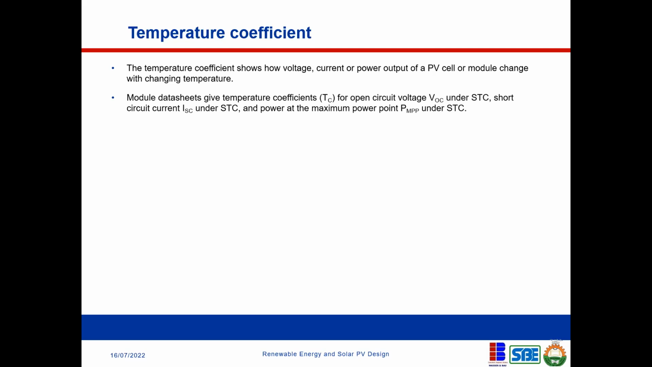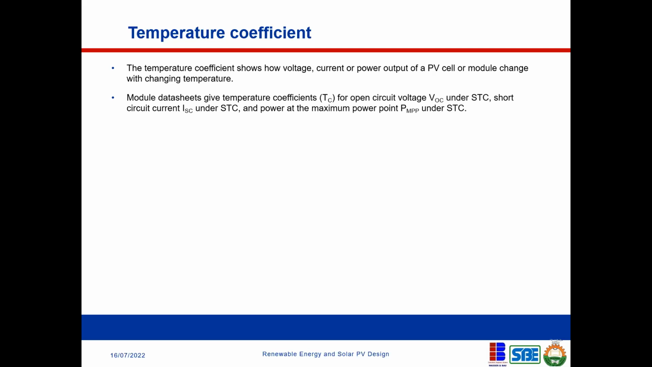Now remember what I've said, that if the temperature of the PV module increases, the voltage will reduce. But what is the rate of that reduction in voltage? If temperature increases by 1 degree centigrade, how much voltage would you lose? If the temperature goes below 25 degrees, which is the standard test condition, if it becomes 24 degrees centigrade, how much voltage do you gain? If the temperature increases from 25 to 26 degrees centigrade, how much voltage do you lose? That is what temperature coefficient tells us.